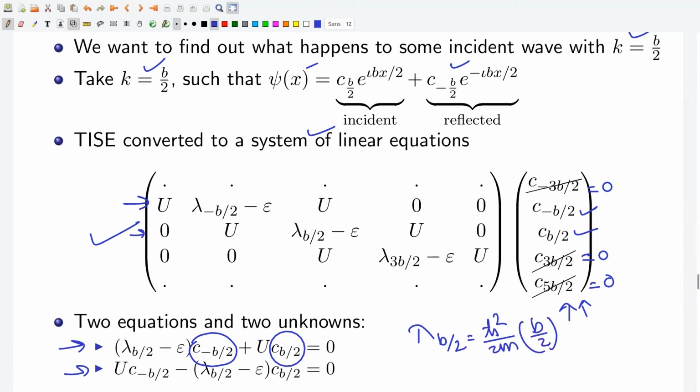Note that lambda of b by 2 is equal to h cross square by 2m times b by 2 whole square, and lambda of minus b by 2 is equal to h cross square by 2m times minus b by 2 whole square. Thus, lambda b by 2 is equal to lambda minus b by 2. And we just write lambda b by 2 in these two equations.